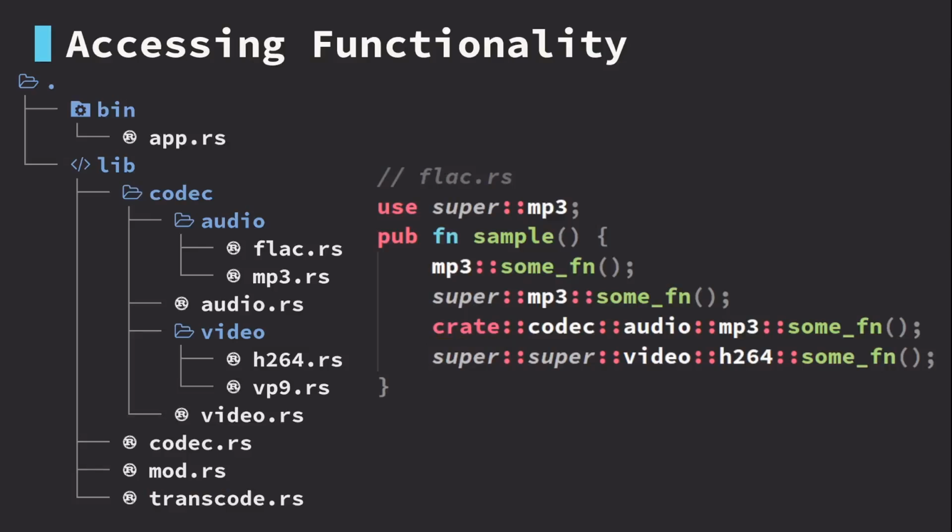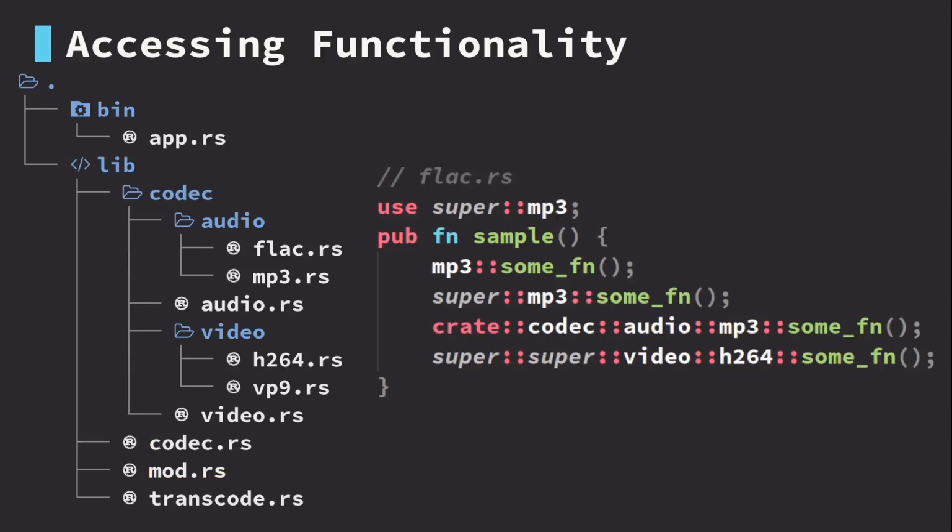So if we want to access the MP3 module from the root, we use crate, which will be mod.rs. Then we use path access to go to codec. We jump into the codec module. Then we jump into audio, which is here in the codec module. And then finally into MP3.